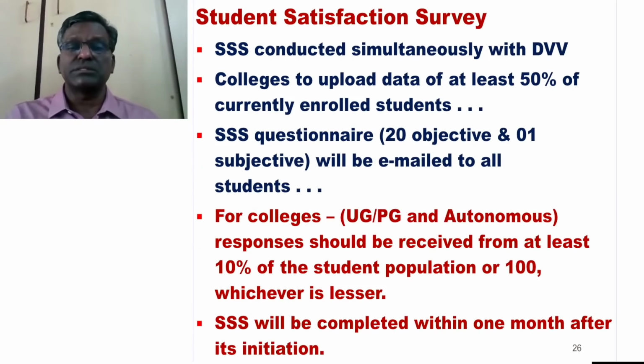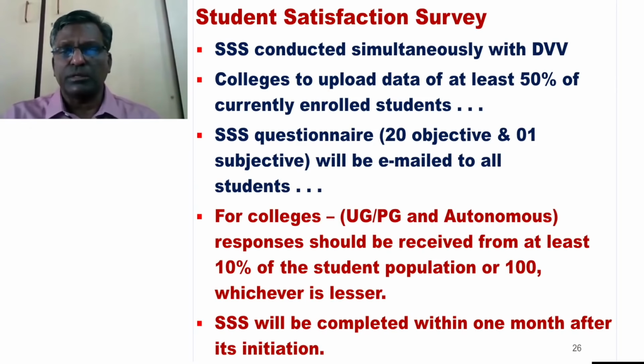Okay, so this is about the student satisfaction survey, how it is carried out. Please go to the third one. There are 20 objective type questions, MCQs, and 1 subjective type, and 10% of the students will be chosen for this survey, and it will be directly handled by NAAC.